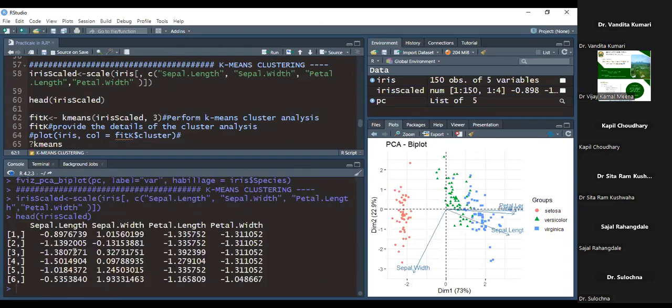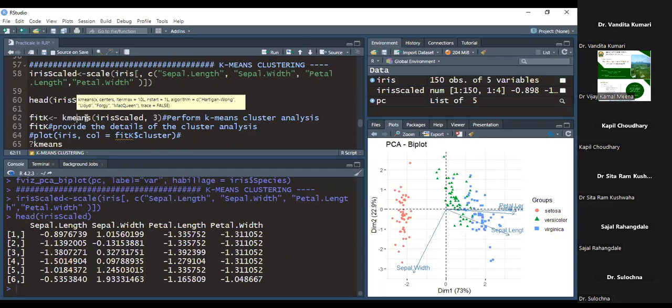So this is the scaled value of the first 6 rows. Now we are going to find the k-means clustering. The data we are going to use is the scaled iris data, the variable name I have mentioned, iris scale. And 3 is the number of clusters which we would like to have. So I have mentioned iris scale, 3, and the function for finding k-means clustering is kmeans.